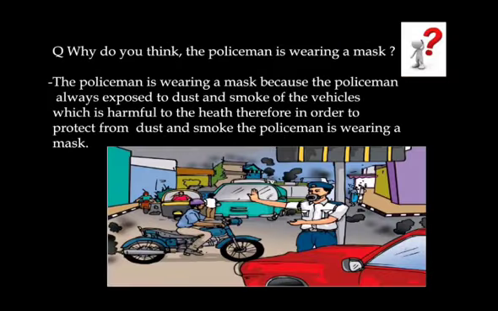Now, why do you think the policeman is wearing a mask in this diagram? The policeman is wearing a mask because the policeman is always exposed to dust and smoke of the vehicles, which is harmful to the health. Therefore, in order to protect himself from dust and smoke, the policeman is wearing a mask.